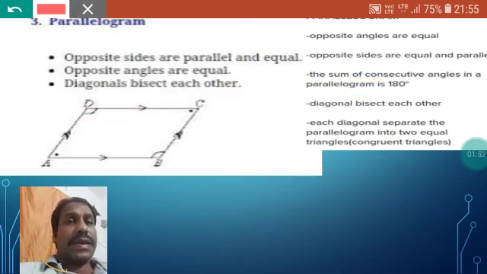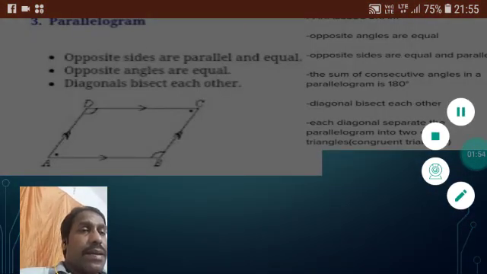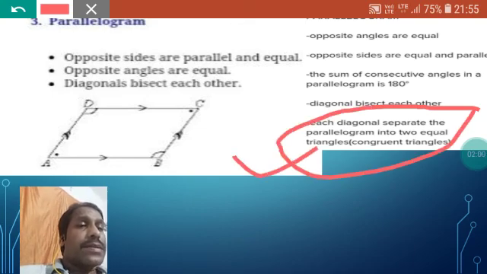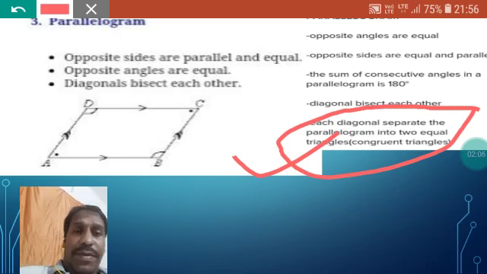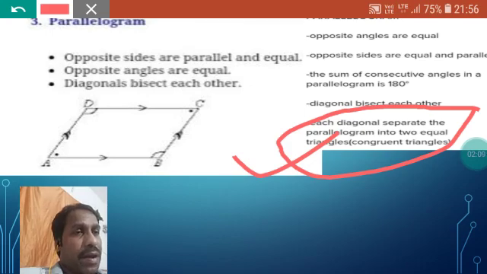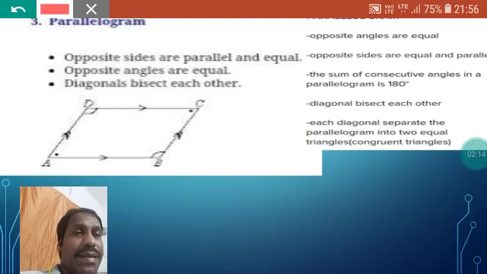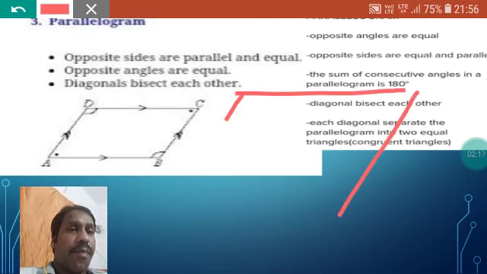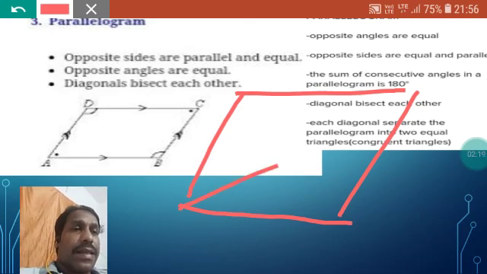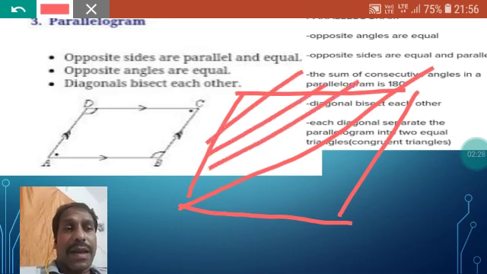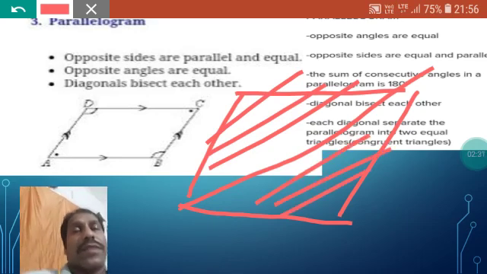Okay, one more important thing is there. What is that important thing? Here this point, each diagonal separates the parallelogram into two equal triangles. Okay, that means two congruent triangles. You are well aware now about congruency, so I can explain what it means. It means that if this is a parallelogram, then this diagonal will divide this whole parallelogram into two equal triangles, meaning two congruent triangles. This triangle and this triangle. These two triangles will be congruent.